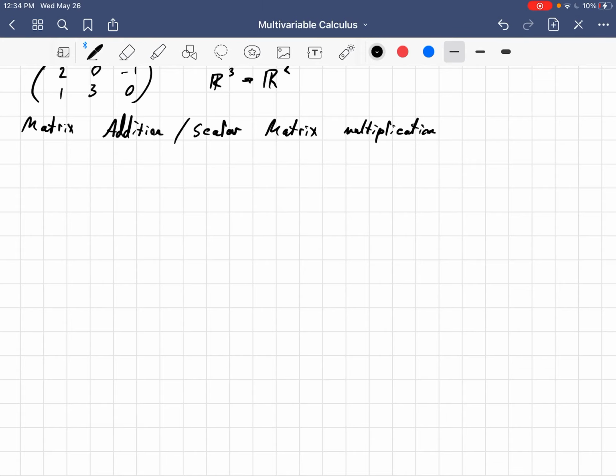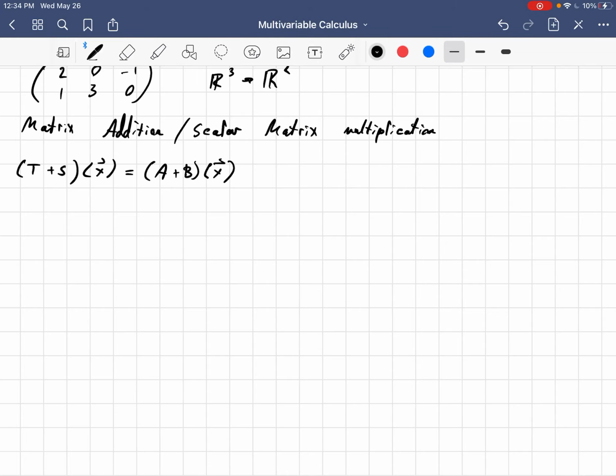So for matrix addition, we want it to be so that, in other words, if I do a transformation T plus a transformation S on a vector X, I want it to be that if I were to apply the matrix A plus the matrix B on the vector X, I would get the same thing. Because a matrix is just representative of a linear transformation.